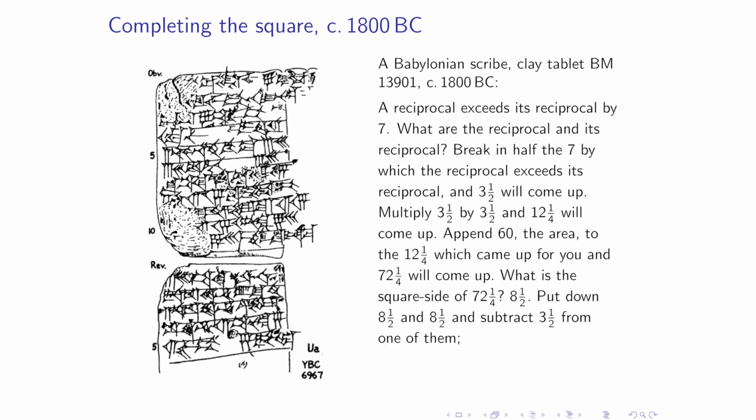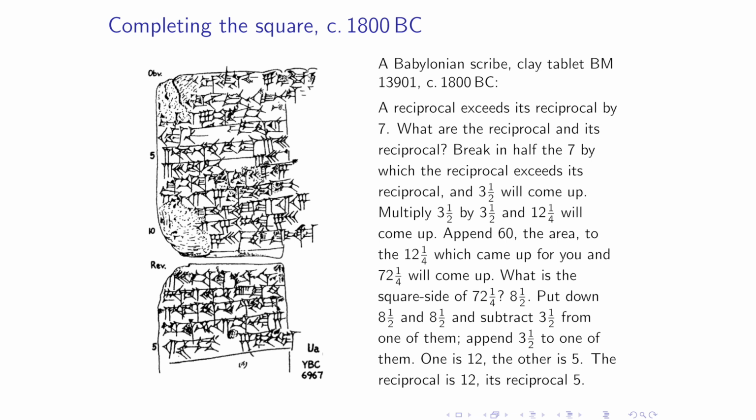We work that out and it's 8.5. We write down 8.5 twice. We subtract 3.5 from one of them. We add 3.5 to the other one. And lo and behold, we've got 5 and 12, which are two numbers that differ by 7 and that multiply together to make 60. So there are various things to comment on here.